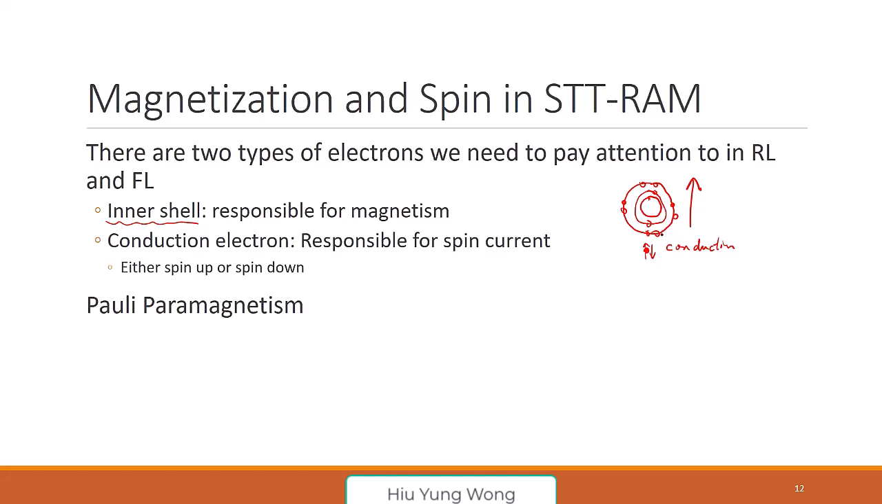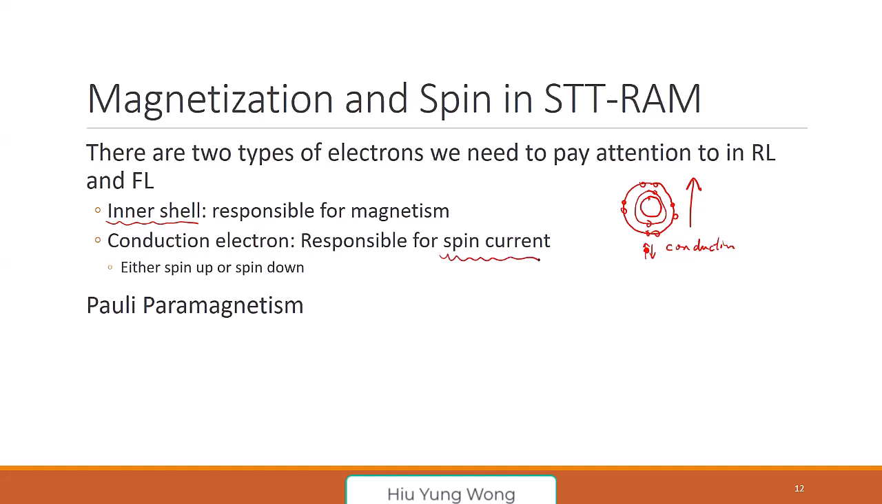So when we look at a material, we say this is magnetized. We're talking about this inner shell electron. They are not moving. They're responsible for magnetization. We say it is pointing north. We're talking about these electrons pointing north, right? But at the same time, we also have the conduction electron moving around. And how they are pointing determines something called spin current.